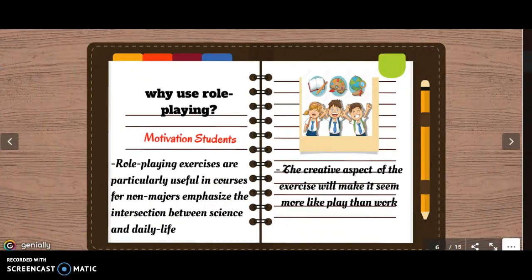Motivating students. It's important to implement this methodology for motivating students, augmenting traditional curricula, and real-world skills. Role-playing exercises are particularly useful in courses for non-majors, emphasizing the interaction between science and daily life. The creative aspect of the exercise will make it seem more like play than work.